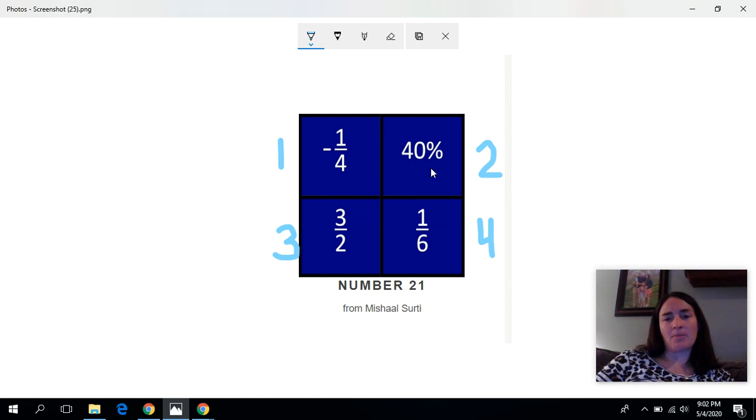If I'm looking at 40%, that's not going to be equivalent to a unit fraction here. That would be maybe 4/10 or maybe 2/5 in simplest form. And then 3/2 again is 1 1/2. So that's not a unit fraction. And while negative 1/4 does have that unit fraction in the numerator, it is not a positive unit fraction. So that's why I was thinking 1/6 doesn't belong with the other three.